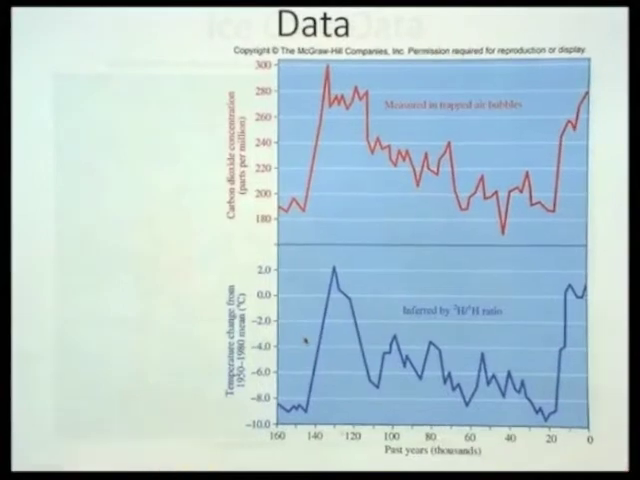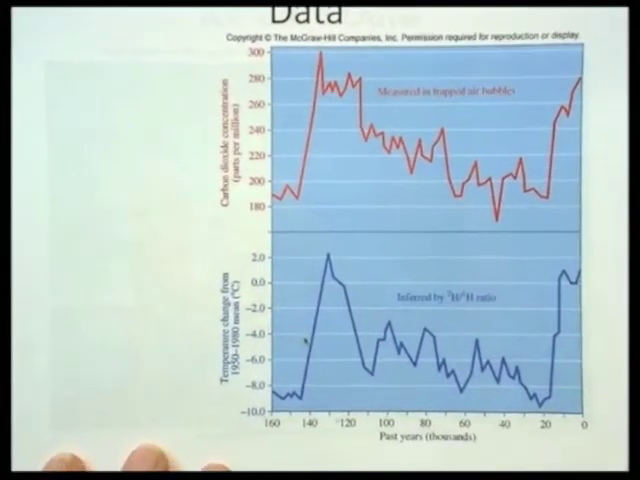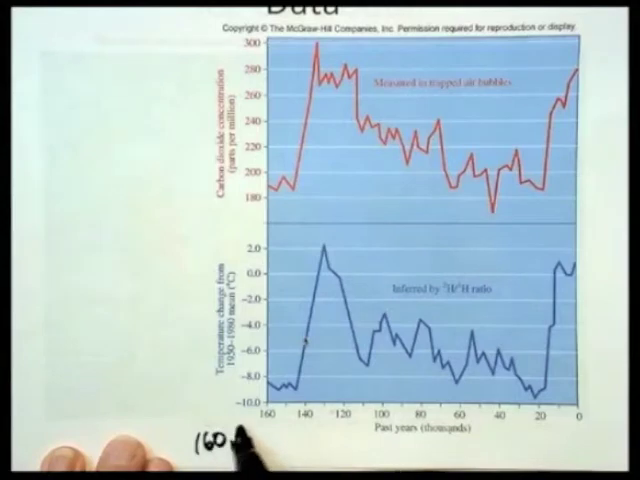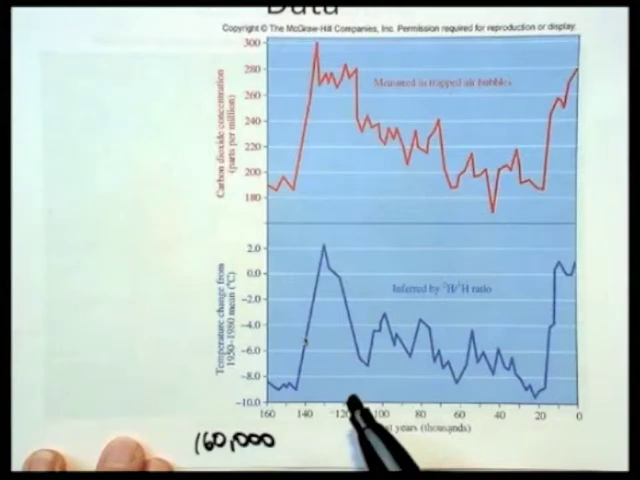This particular data goes back, this is time 0. If you look at this graph, just orient yourself for a minute. This is time 0, like now, and it goes back 160,000 years. So 160 millennia or 160,000 years back in time. That's from ice core data.